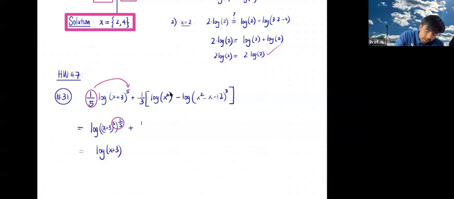Okay. The next thing is look at the expression in the brackets. So what about those brackets? What can I do with those brackets there? One thing I could do is distribute the 1/3. I could do that. So if I do that, what happens? I get log of x to the 6 minus 1/3 log of (x squared minus x minus 12) cubed.